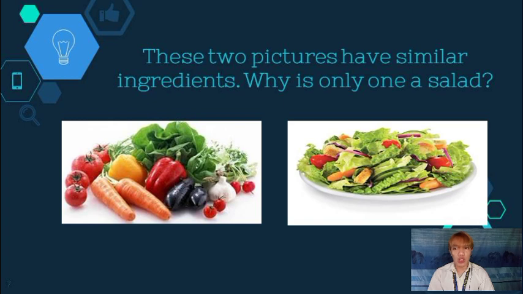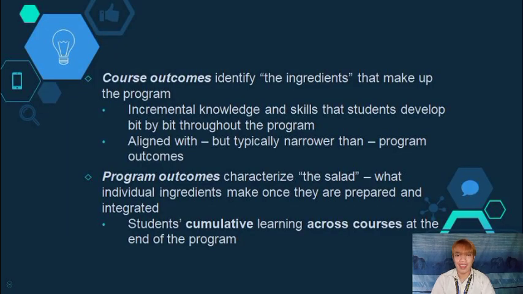These two pictures have similar ingredients, but why is only one a salad? And here's the explanation. Core student learning outcomes identify the ingredients that make up the program. Incremental knowledge and skills that students develop bit by bit throughout the program. And it is aligned with, but typically narrower than, a program's outcomes.